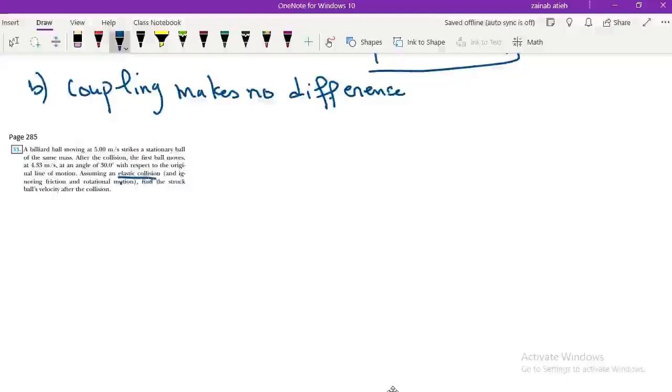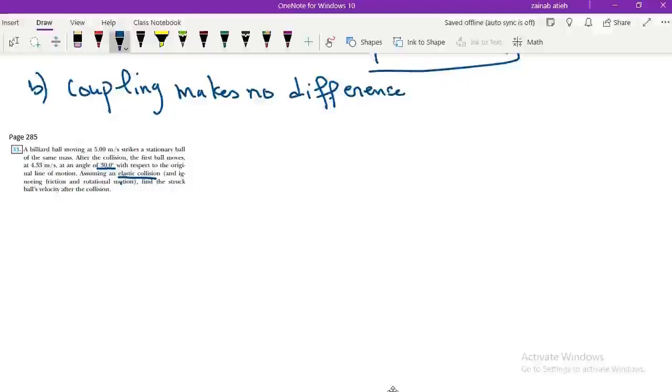And this collision is not a collinear collision. Why? Because we have an angle of 30 degrees. So this is a collision in reality in 2 dimensions. And ignoring friction and rotational motion, find the struck ball's velocity after the collision.